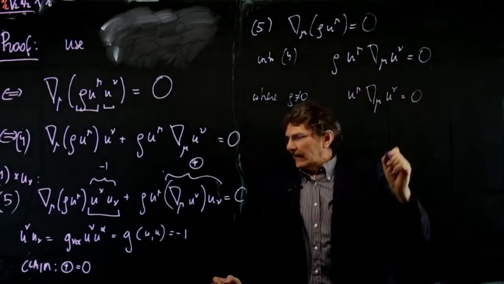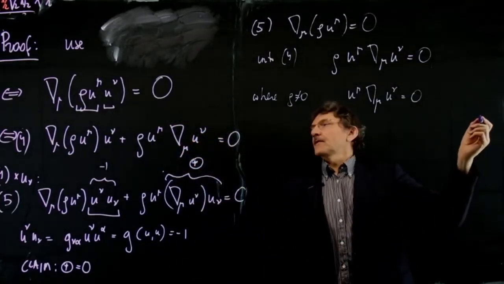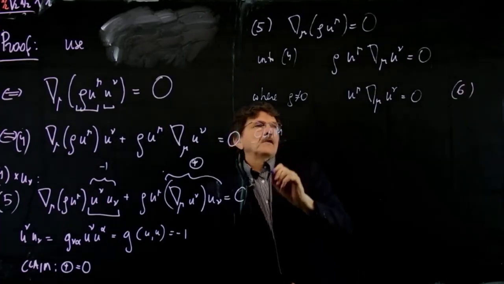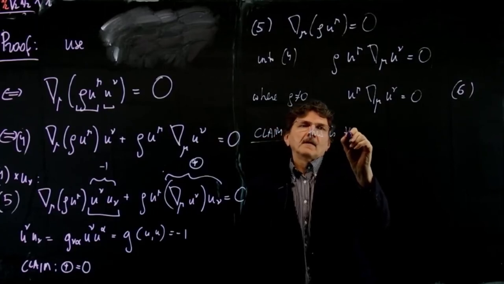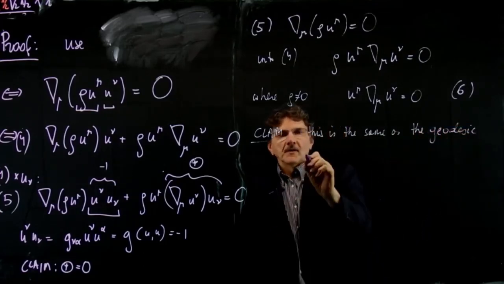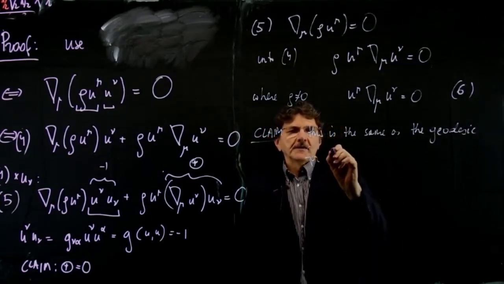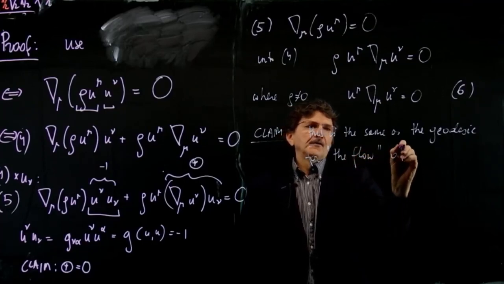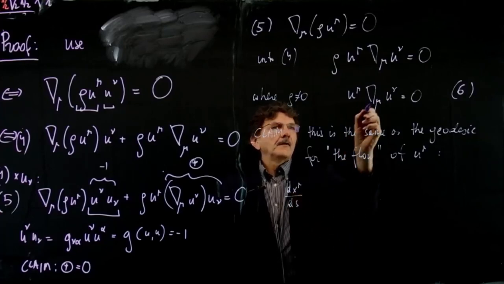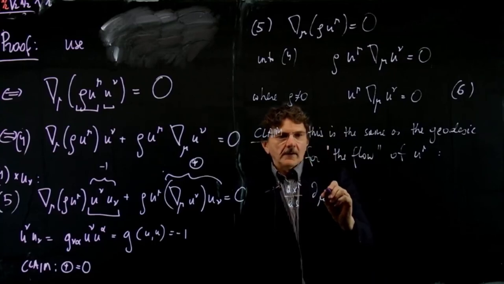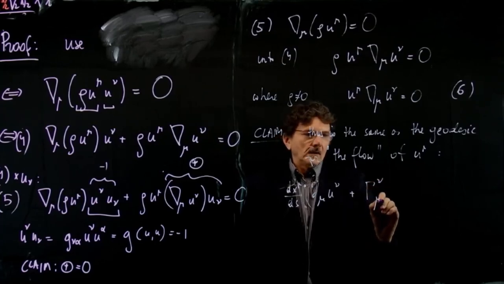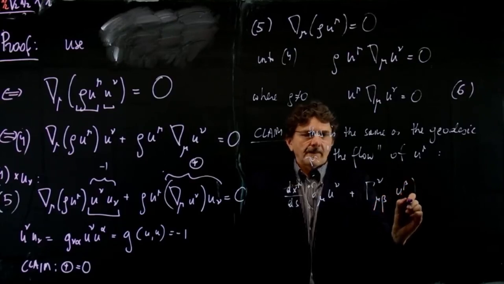And that would be equation 6, and the claim is that this is the geodesic equation for the integral curves, for the flow. So these integral curves are called the flow of this vector field u. And let's write it down in detail. So u mu is dx mu over ds, and we have d mu u nu plus gamma nu mu beta u beta equals 0.